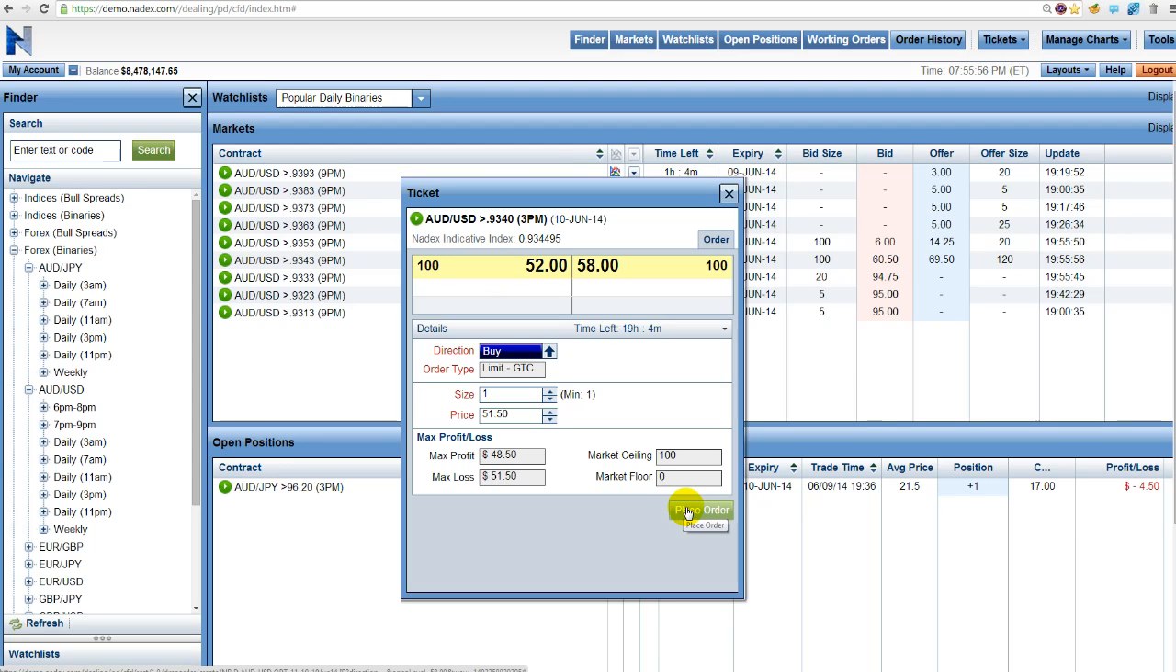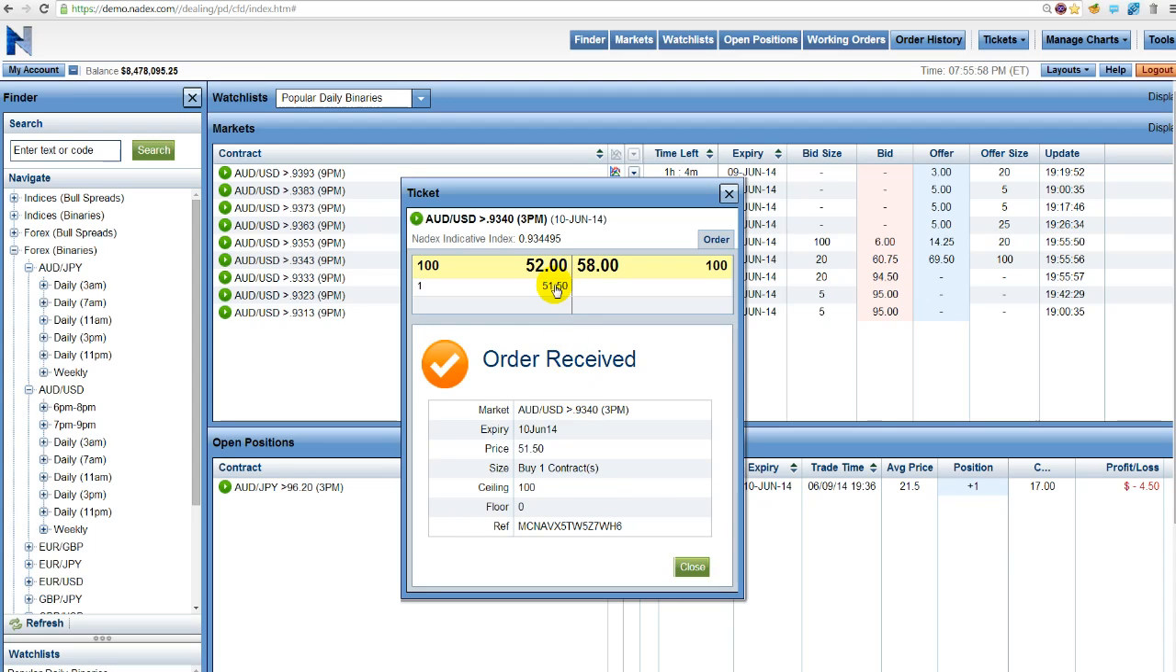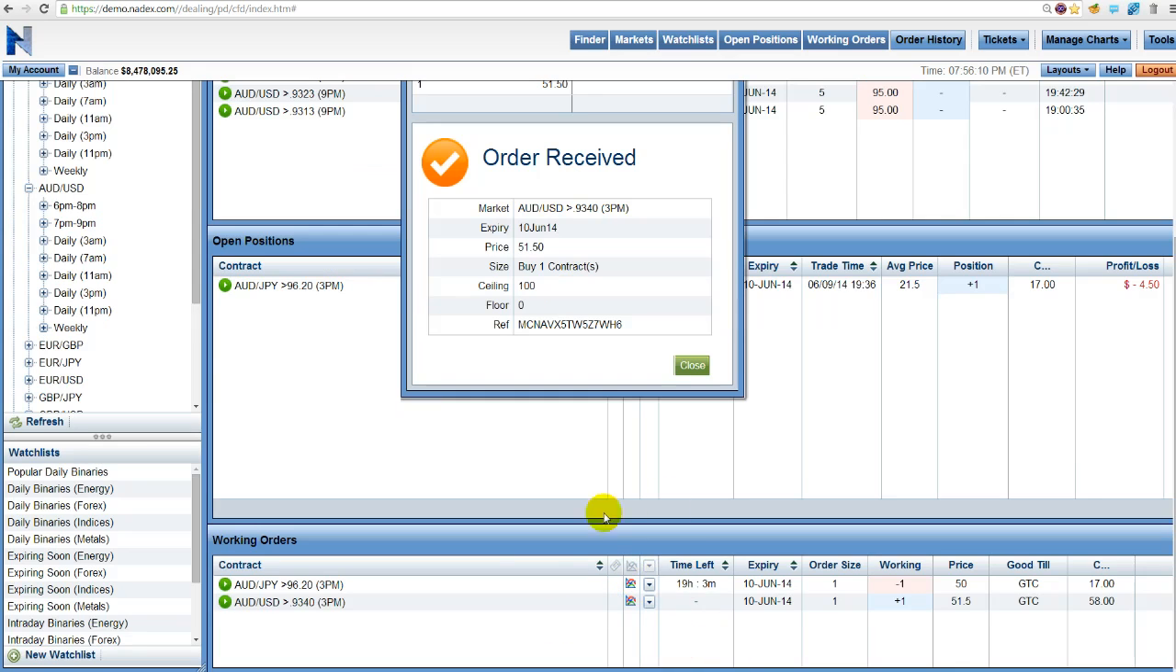No, it's going to go into working order. See, watch, I'm going to hit it. I'm actually going to see my order in the market right there. You can even see it. If you hop on right now and you looked at 3 p.m. Aussie dollar, 93.40s, you'll see my 51.50 trade. I'm trying to buy it at 51.50, so somebody has to sell it to me at 51.50. It's a working order, just like my working take profit order over here.